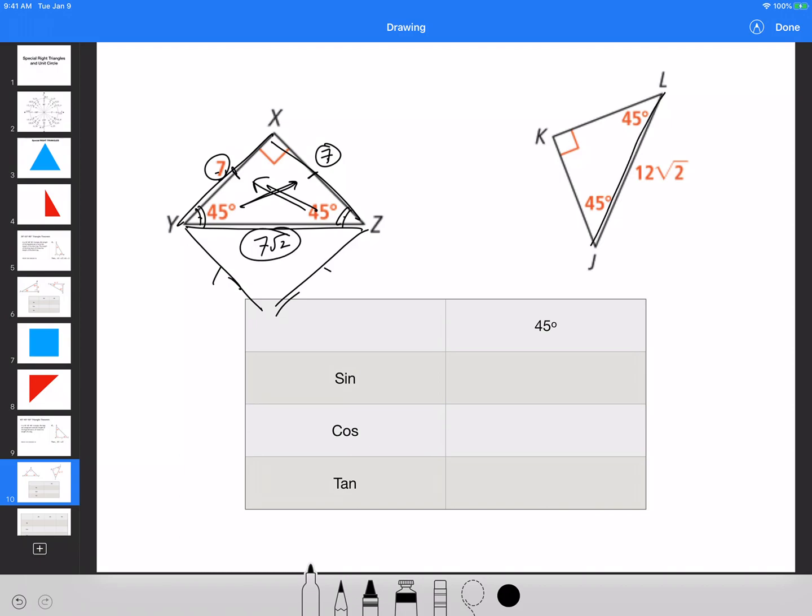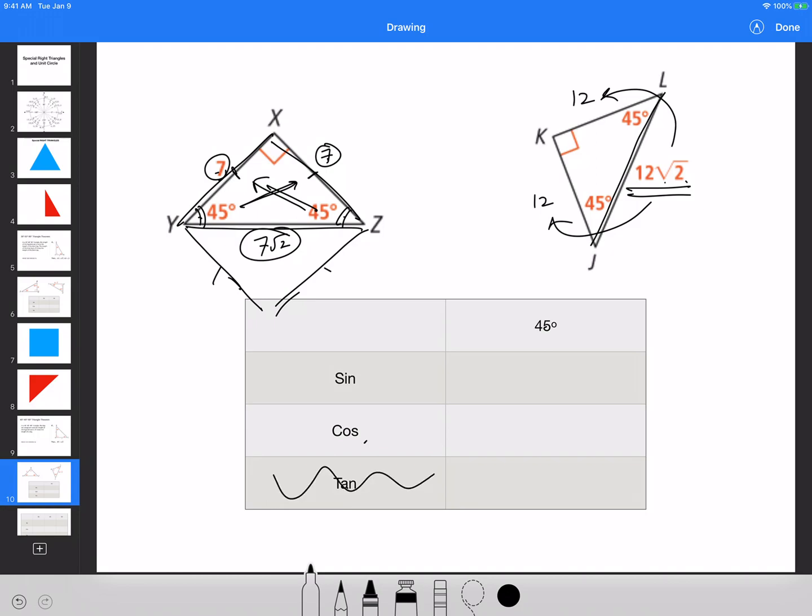Now I'm given the hypotenuse as 12 root 2. If I'm going in the opposite direction, what should I do? I just need to take away this square root of 2, right? So I should have 12 and 12. Very, very simple stuff. Now the next part is, how do I get the sine of 45, cosine of 45, and tangent of 45?